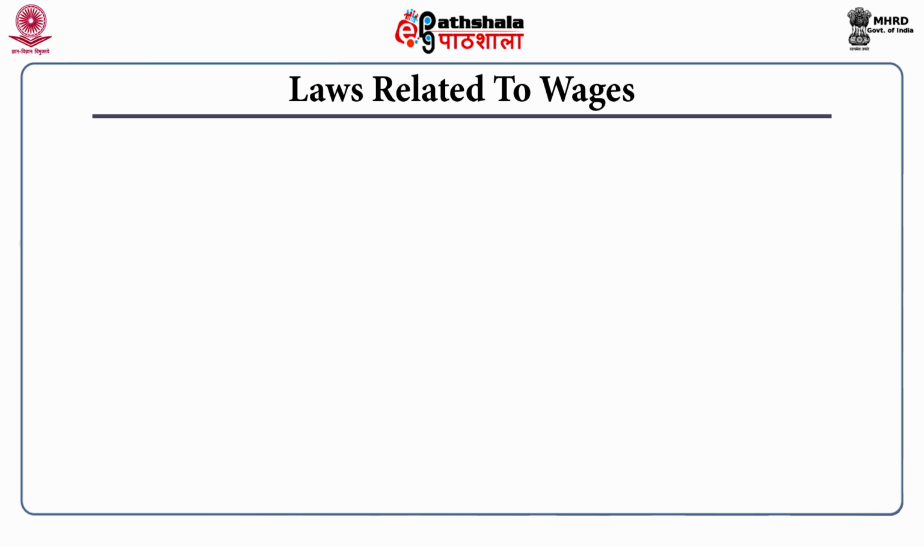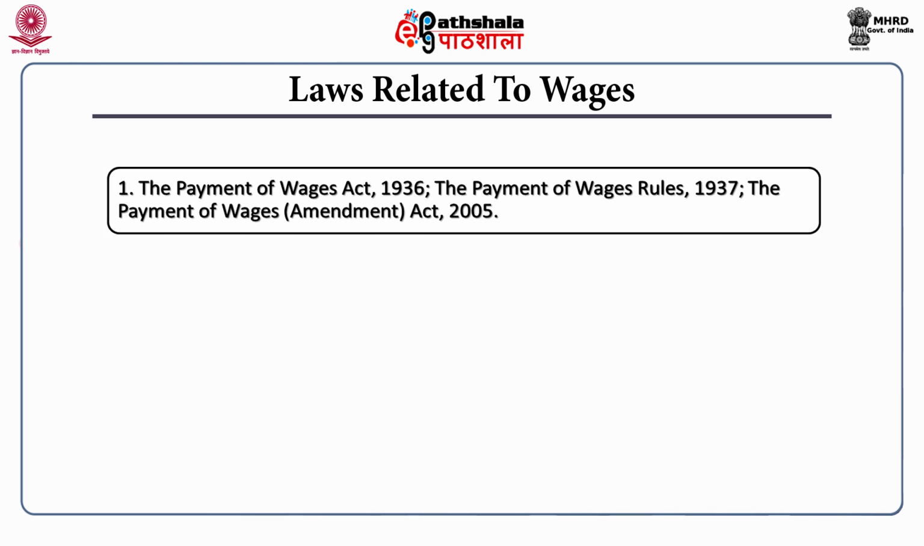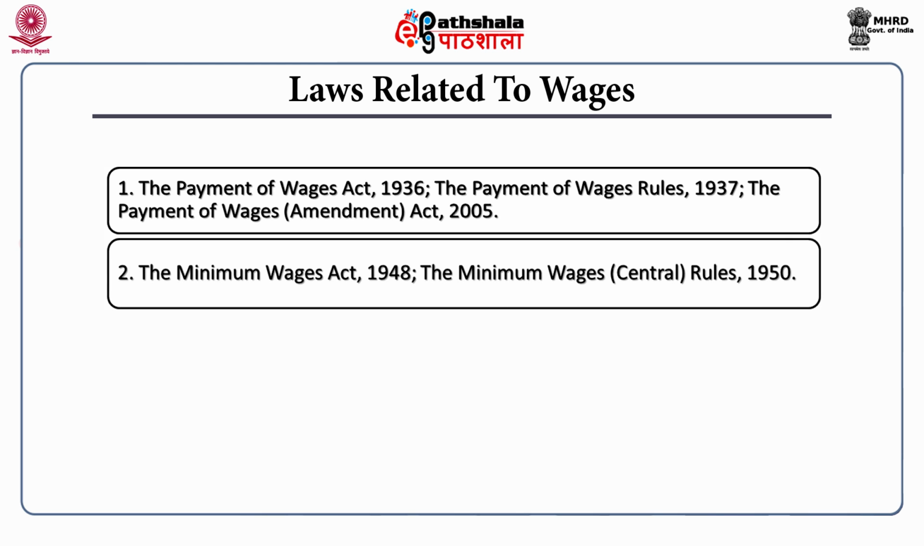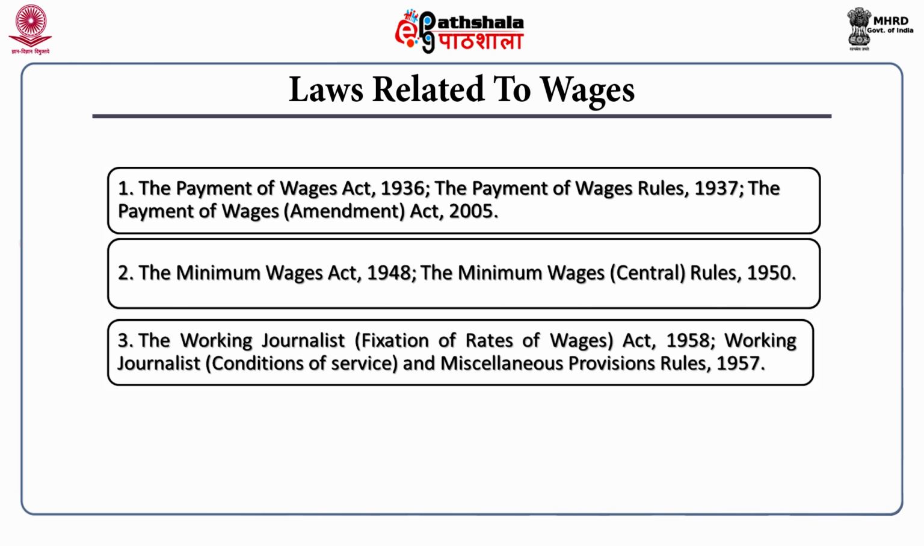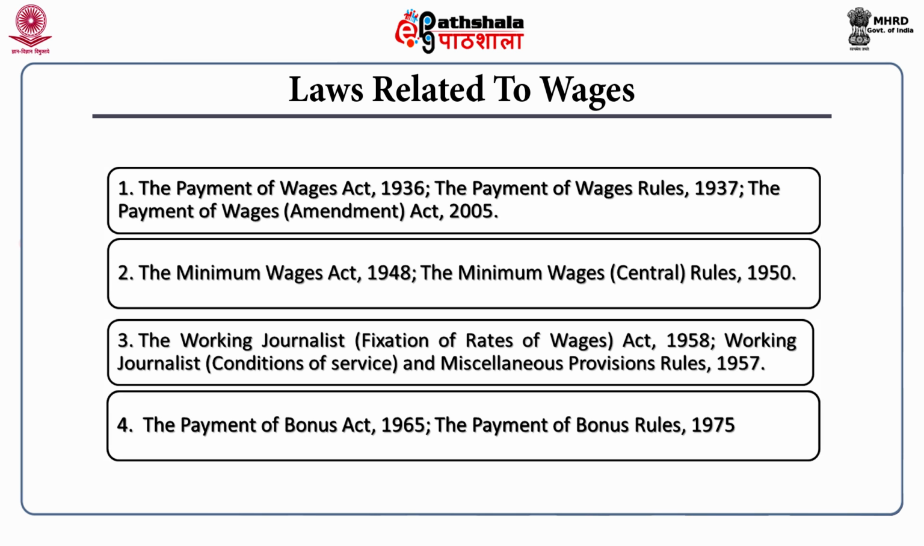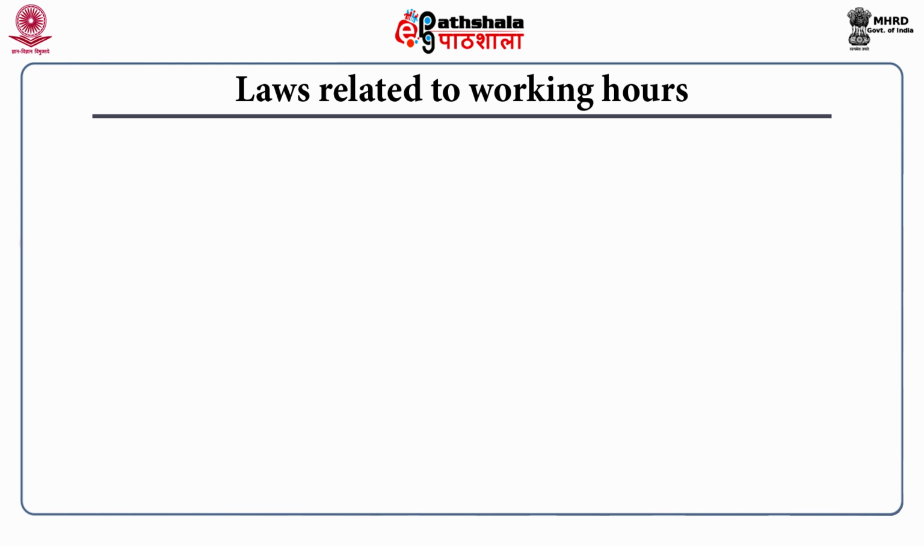Secondly, there are laws related to wages. These are Payment of Wages Act 1936, Payment of Wages Rules 1937, Payment of Wages Amendment Act 2005, the Minimum Wages Act 1948, the Minimum Wages Central Rules Act 1950, the Working Journalist Fixation of Rates of Wages Act 1958, Working Journalist Conditions of Service as Miscellaneous Provisions Rules 1957, and the Payment of Bonus Act 1965 and the Payment of Bonus Rules 1975. And thirdly, we have laws related to working hours, conditions of services and employment.